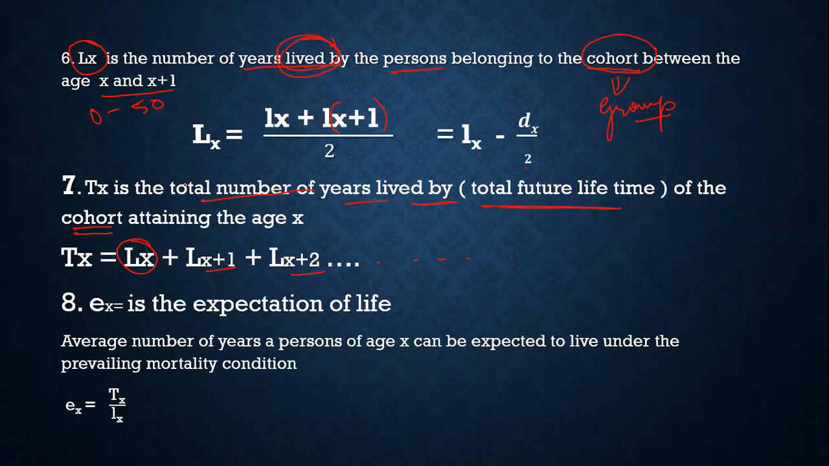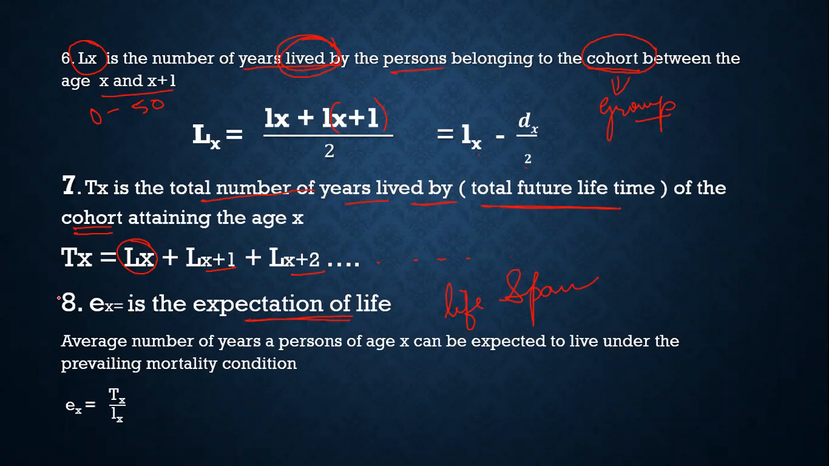It is nothing but the total number of years lived by a cohort. A cohort, a group, how many years it survives can be calculated here. And the last one, Ex. Now what is Ex? It is nothing but expectation of life, or you can say lifespan.